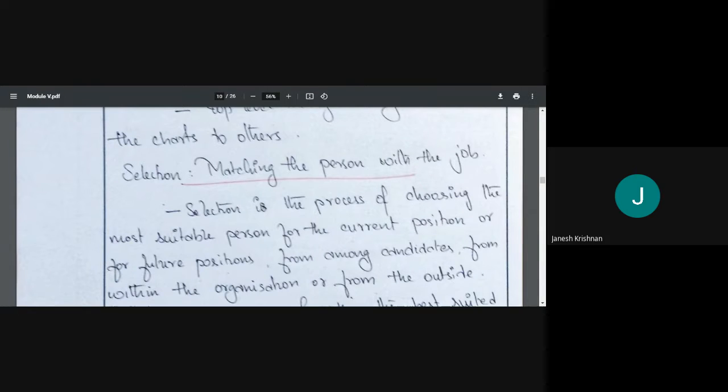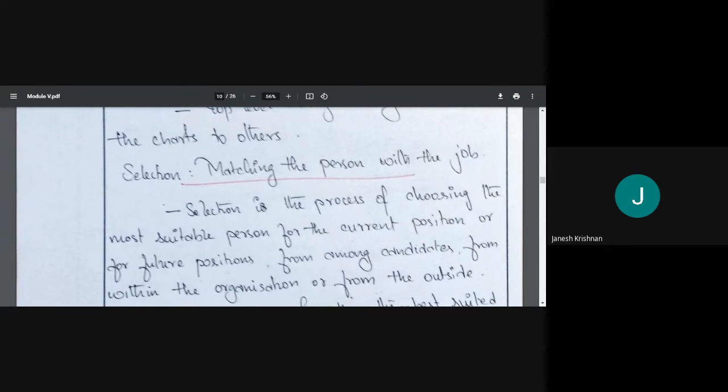And what do you mean by selection? Selection means the process of choosing the most suitable applicant for the current position or for future positions. Okay, I may be taking someone right now and training him for future work. That is also possible. Okay, you can join now, but your work will start after 2 months. But you have to be prepared for that job. Okay, current or future position, from candidates within my company or from outside the company, whoever is best suited for the job.